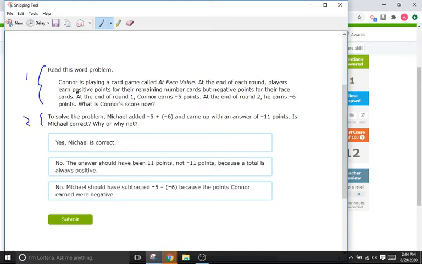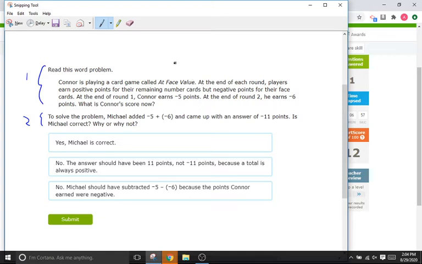Okay. Connor is playing a card game called At Face Value. At the end of each round, players earn positive points for their remaining number cards, but negative points for their face cards. At the end of round 1, Connor earns -5 points. At the end of round 2, he earns -6 points. What is Connor's score now?